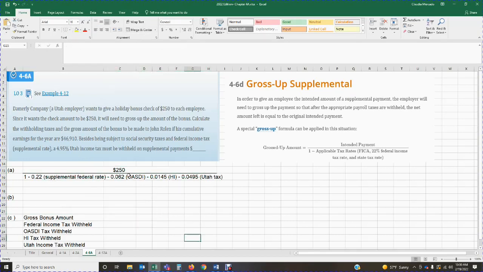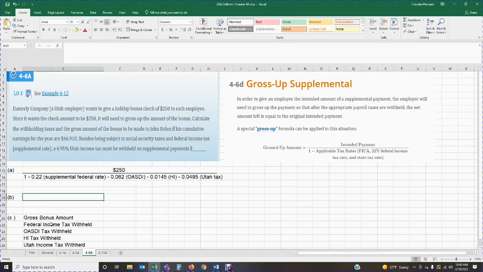So I've got my $250. It's going to be divided by 1 minus the supplemental federal rate of 22%, minus my OASDI, minus my HI, minus my Utah tax, which is right here. That's how we set up the formula: the amount of the intended payment divided by 1 minus the applicable taxes.